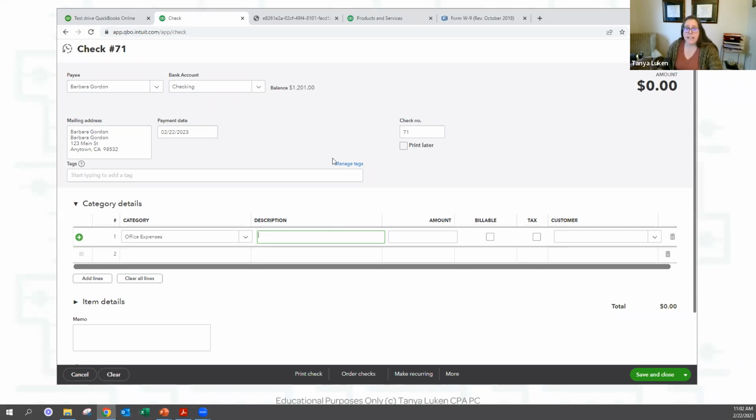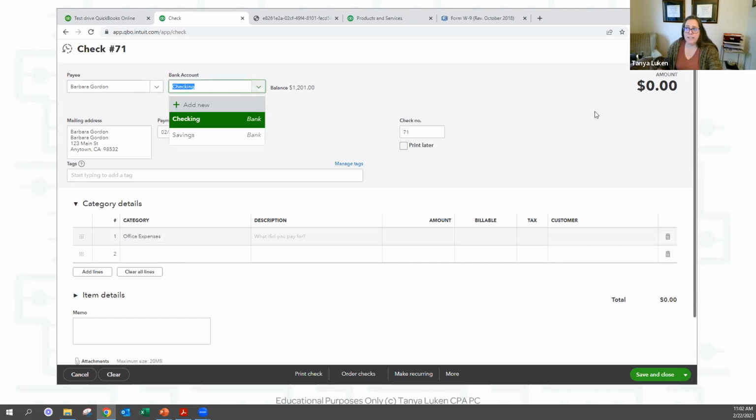Okay. And then to answer Darren's question really quickly, here where it says bank account, I would do a petty cash or an owner cash, whatever makes sense in your brain.